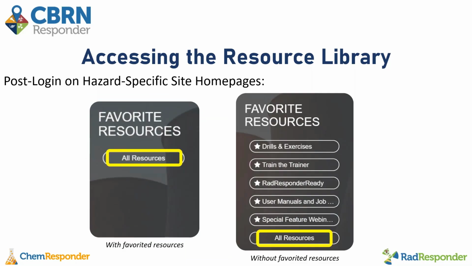If you didn't want to use the top ribbon and you were in either the ChemResponder or RadResponder specific home pages, you could view all resources from one of the tiles on the home pages. So if you do not have any favorited resources, you can just click All Resources. And if you do have favorited resources, you can click your favorite resources or click All Resources to be brought to the full resource library.